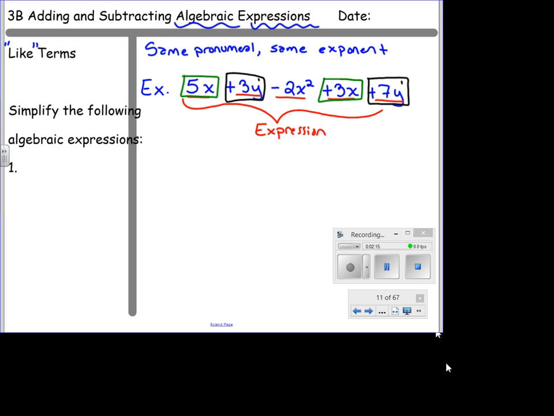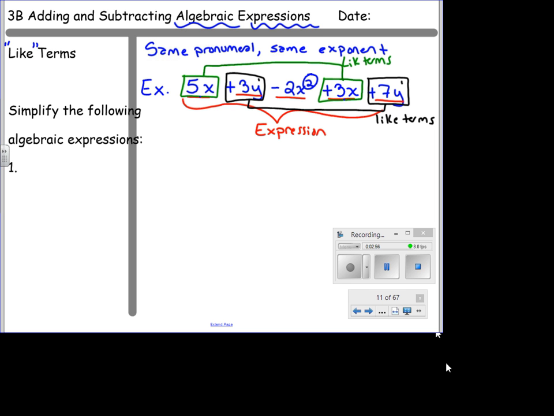The reason why negative 2x is left out is because it has the same pronumeral as the 5x and the 3x, but because it has the exponent of a 2, and the other ones do not, it is not a like term. So that is the one that I could not actually combine with the other two. All right? So 5x and 3x are examples of like terms, and so are 3y and 7y. So I could actually combine them together.